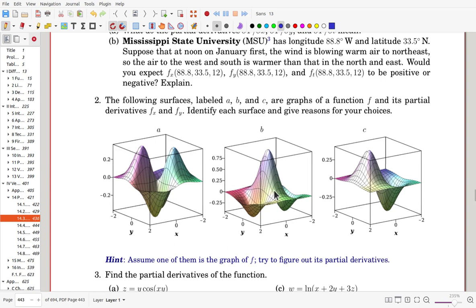Now you may assume that b is the graph of f, and then try to figure it out. In this way, you can determine the graphs. Okay? Okay, thank you.